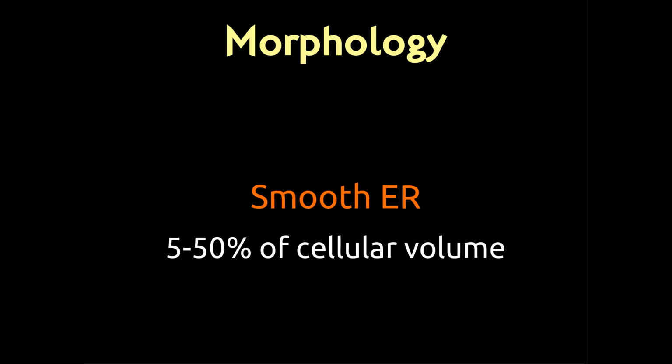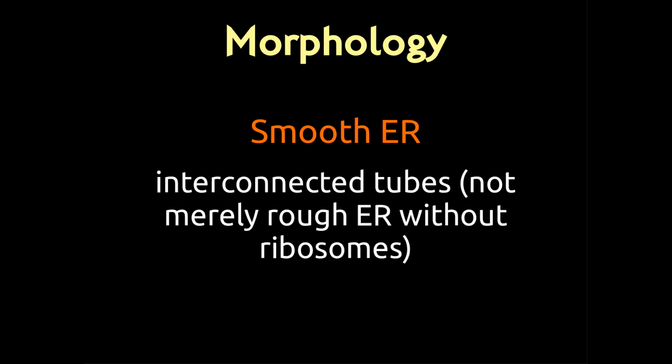On the other hand, we also have the smooth endoplasmic reticulum, so named because it lacks those ribosomes on the surface. Now this also can make up a fairly sizable chunk of the volume of the cell. Anywhere between 5 to 50% of the cellular volume can be smooth endoplasmic reticulum, depending on which particular cell type you're talking about. Now, the smooth endoplasmic reticulum has a slightly different morphology, where it is these interconnected tubes and is shaped differently than the rough endoplasmic reticulum.